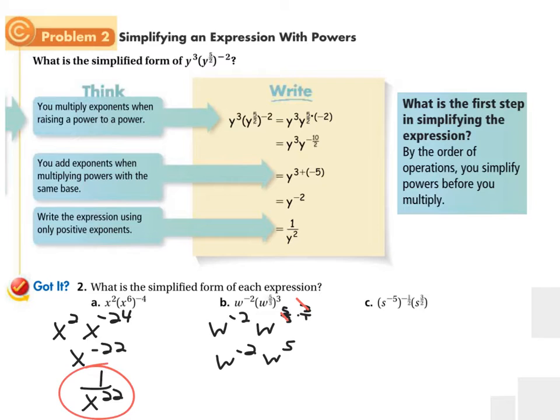And when we're multiplying two things together, these are being multiplied, we will add their exponents. What's -2 plus 5? It is 3. So we get w to the 3rd power. And that's a positive exponent. We'll keep it like that.